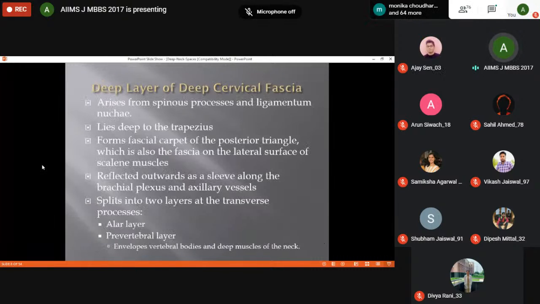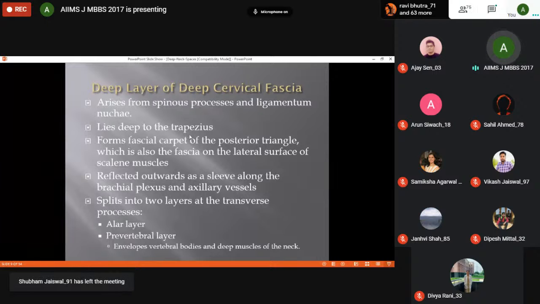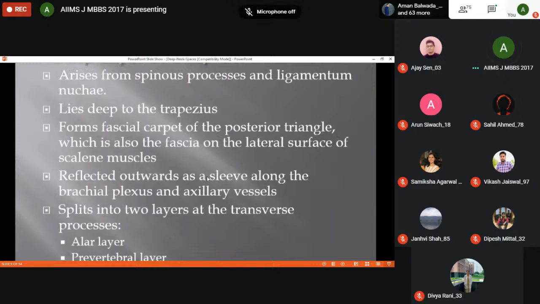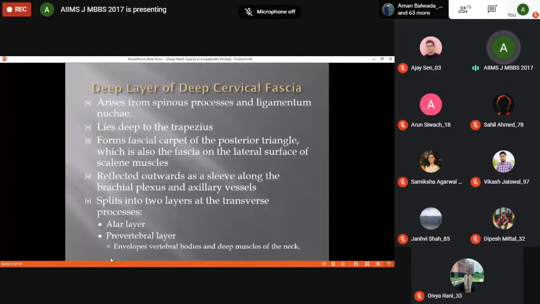Then the deep layer. Basically most of the origin is usually the same, that is the spinous process, ligamentum nuchae. It lies deep to the trapezius. It basically forms the fascial carpet of the posterior triangle. So the floor of the submandibular triangle is formed by the superficial layer of deep cervical fascia, while the floor of the posterior triangle is formed by the deep layer of deep cervical fascia. And it extends outward as a sleeve along the brachial plexus and axillary vessels. Basically, it covers the vertebral muscles and deep muscles of the neck.